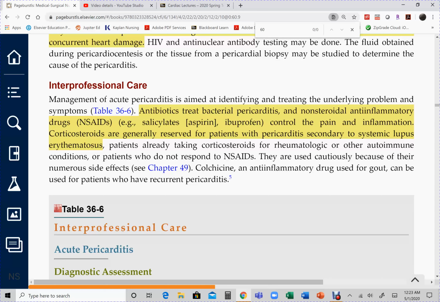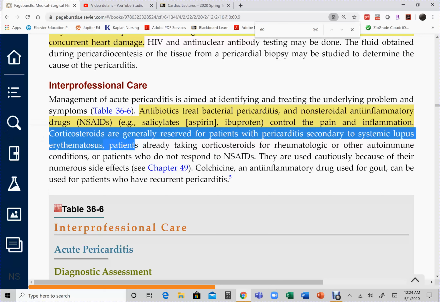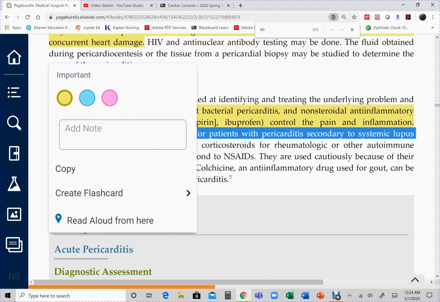Like I said, the treatment will depend on the cause. So if it's bacterial, they get antibiotics. Oh, by the way, if it's bacterial, it's not a great idea to add NSAIDs. So NSAIDs, as stated here, is only reserved for patients whose pericarditis cause or trigger is lupus. Then you'll be hitting two birds with one stone there.